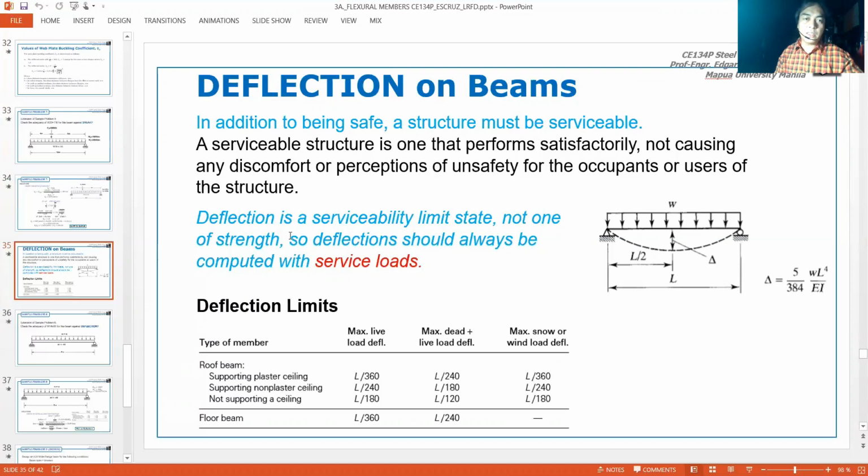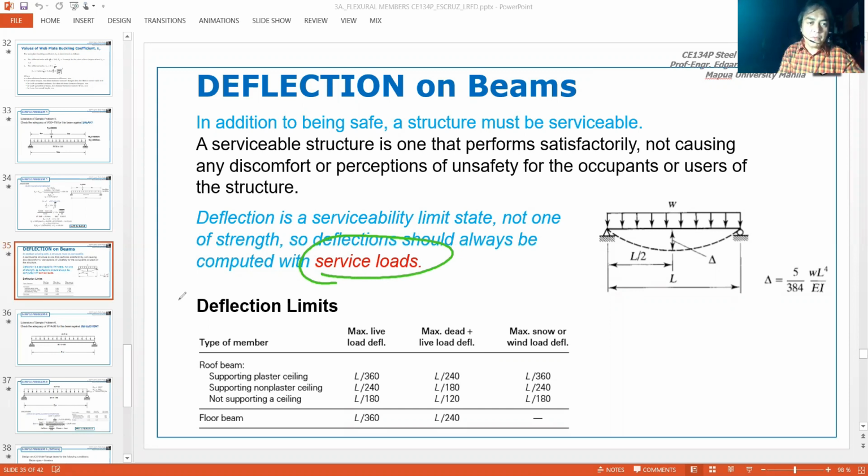So to avoid those perceptions, sinasama na rin natin yung deflection sa pagde-design, and that is part of the serviceability. Again, deflection is a serviceability limit state, not one of strength. So therefore, deflection should always be computed with service load. So remember this. Okay? Dapat it should be computed on service loads pagka deflection yung chine-check natin. Meaning to say, hindi na natin kailangang i-factor yung dead load tsaka live load. Wala na tayong factored loads here. Service loads lang ang i-consider natin.